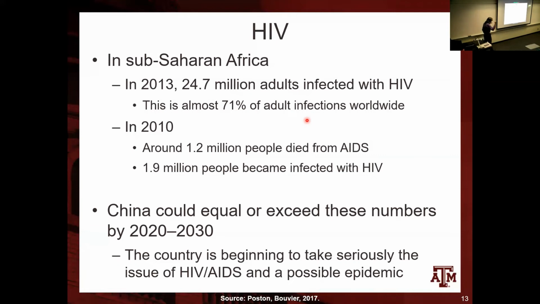In 2010, specifically, around 1.2 million people died from AIDS and 1 million people became infected with HIV in sub-Saharan Africa. And China, based on some projections, could equal or exceed these numbers by 2030. The country is now beginning to take serious measures to deal with HIV and AIDS, right? And of course, the COVID-19 pandemic comes in the middle of all that as well.